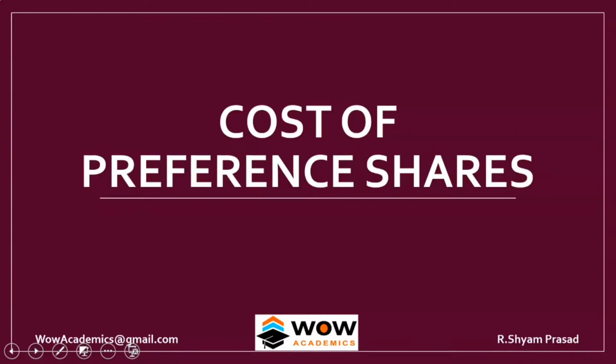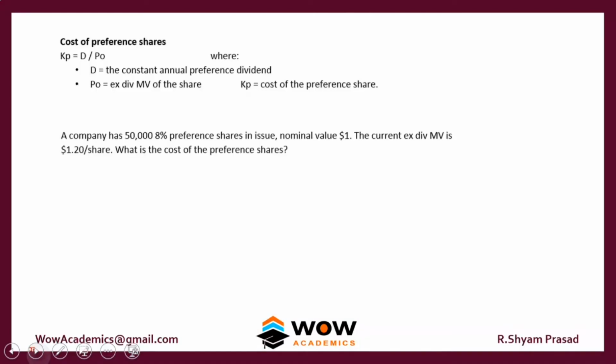So now we'll move on to cost of preference shares. This is the formula: Kp equals D divided by P0, where D refers to the constant annual preference dividend. Usually preference dividends don't grow, they are just a fixed number. And P0 refers to the ex-dividend market price of the preference share. So we'll start with the Kp. Kp equals D divided by P0 into 100.